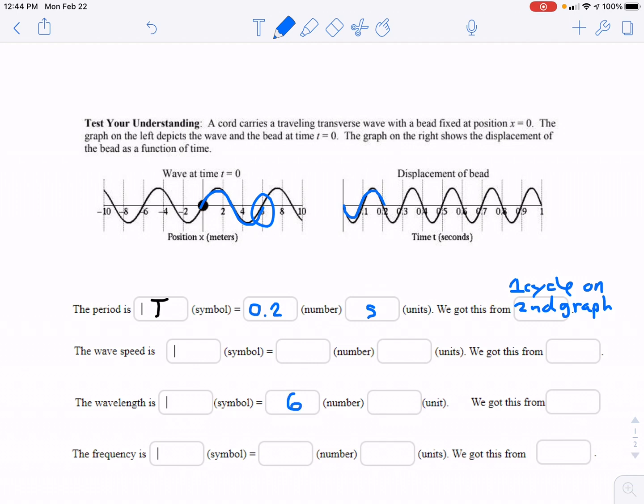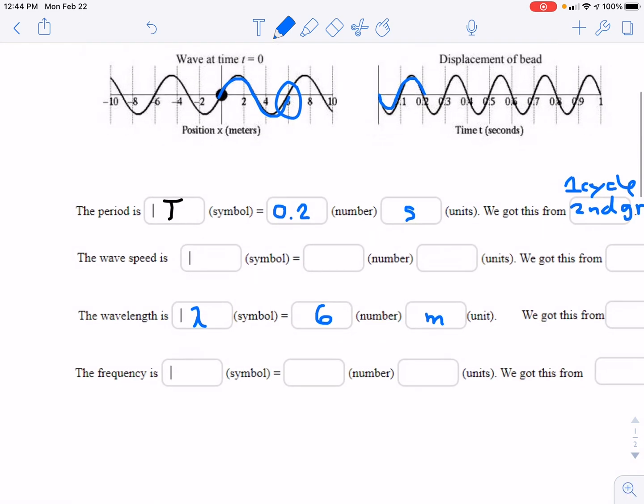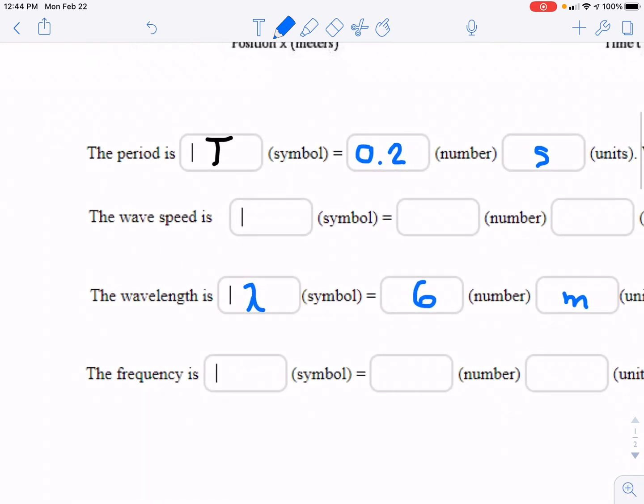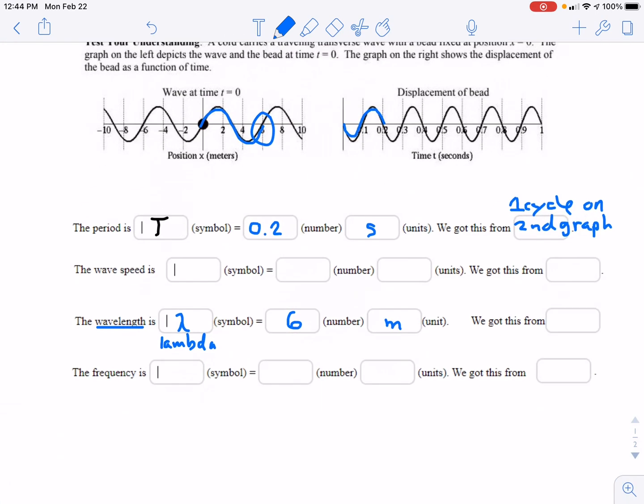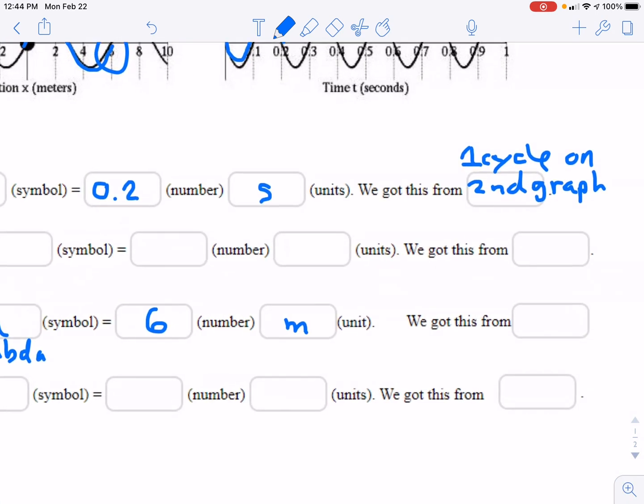we can see one cycle is approximately 6 meters. 6 meters. The symbol for it is the Greek letter lambda. Now, many of you were not able to find that in the special keyboard to display it in the Junopod, so you could have just written the word lambda, and that would satisfy for the variable for wavelength. We got this from one cycle of the first graph.